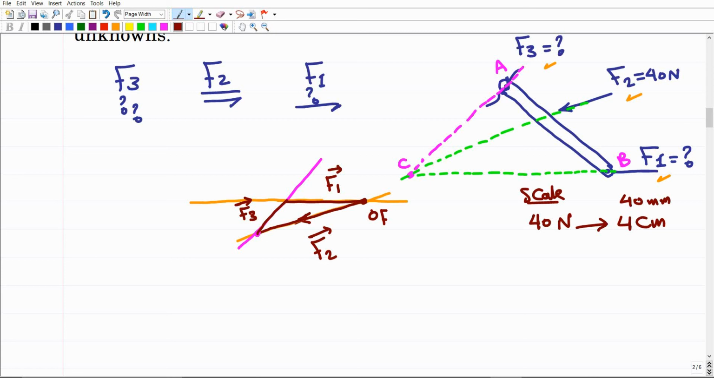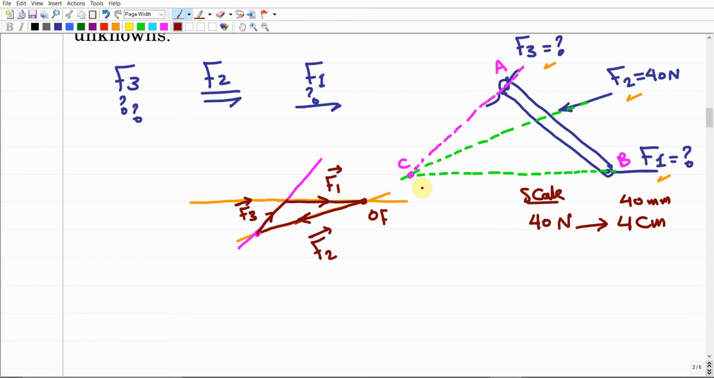These three forces should be rotating in the same direction. If this is the direction of F2, F3 should be following in the same direction, and F1 should be rotating in the same direction. So the exact direction of F1 is going to the right, and the exact direction of F3 is going up. This is how we can do force analysis for a three-force membrane under static condition.